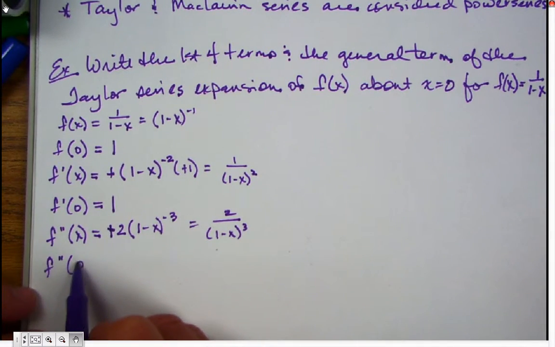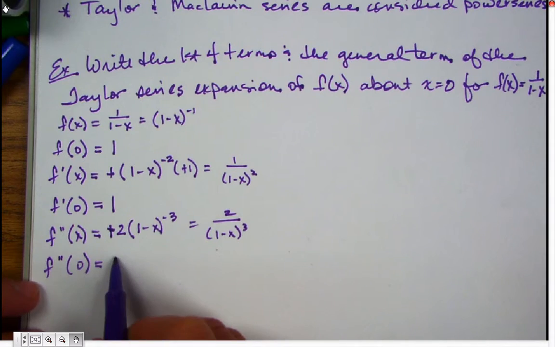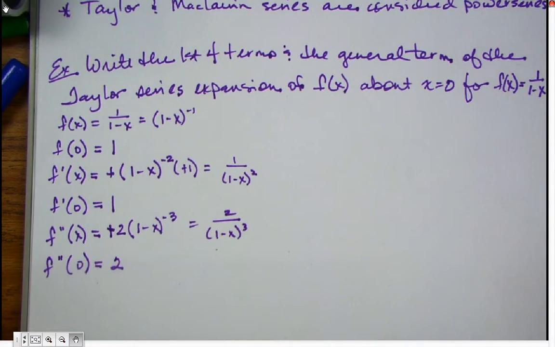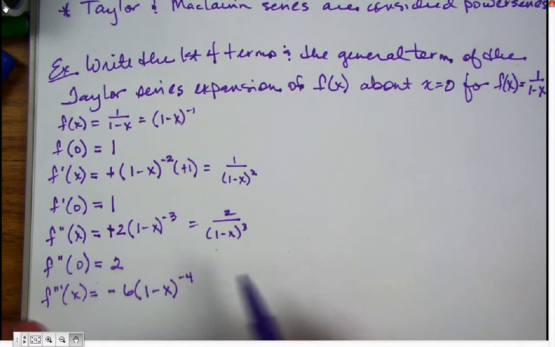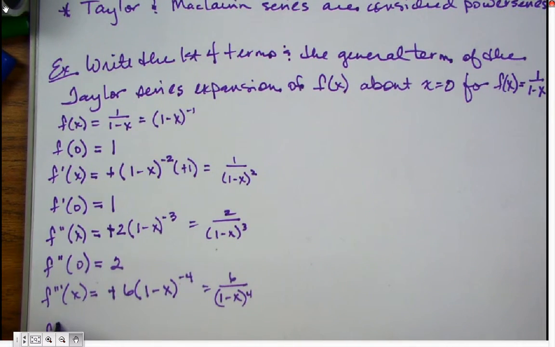So what's the second derivative at 0? 2. All right, I need the third derivative. And the third derivative is negative 6 times 1 minus x to the negative 4 times negative 1. And now I need the third derivative evaluated at 0. And what's that equal? 6.